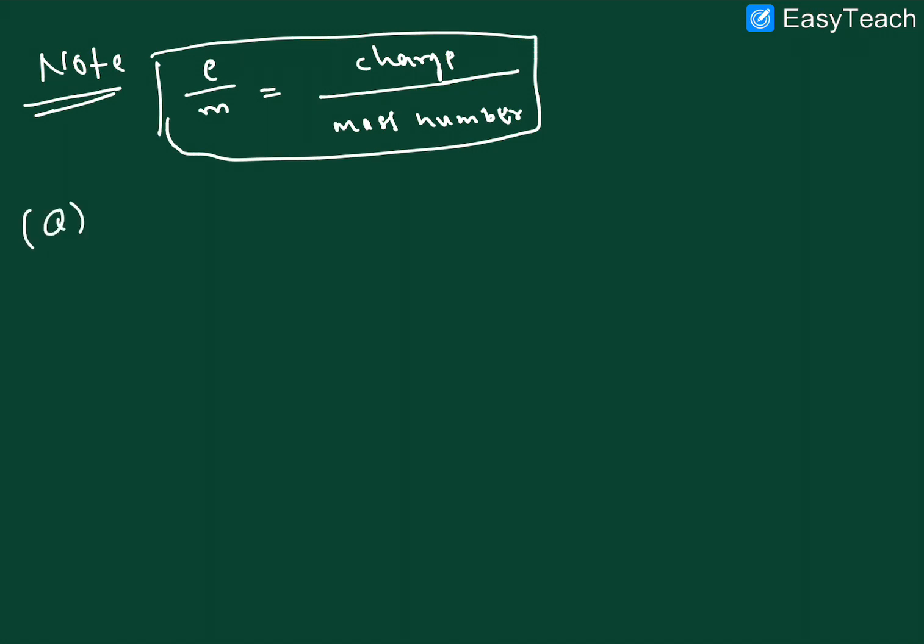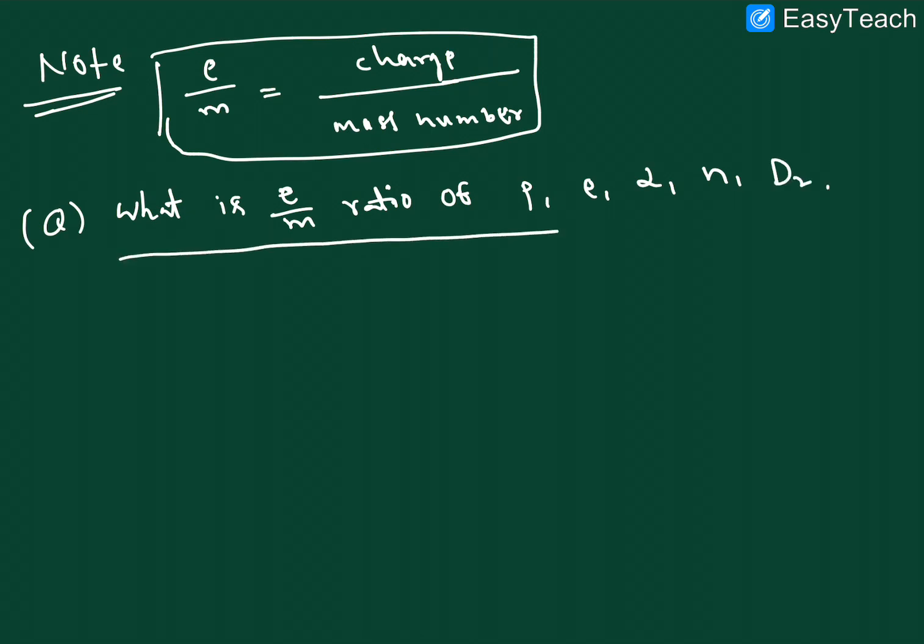This is the simple formula, E by M ratio. Sometimes they ask questions here. What is the E by M ratio of proton, electron, alpha, neutron, and deuterium? These they will ask.